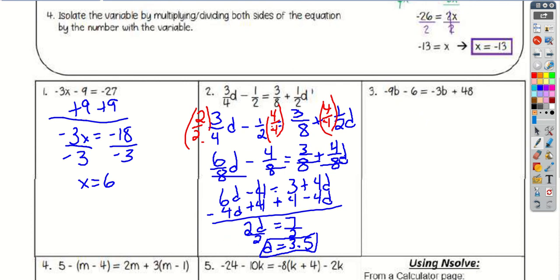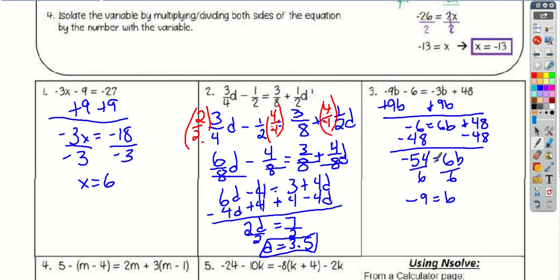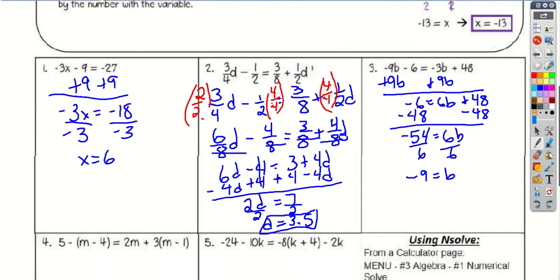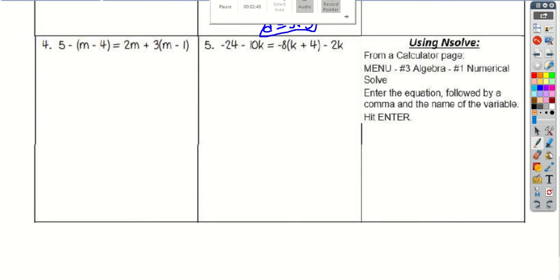Okay, go ahead and try number 3. Okay, you should have gotten -9. So once again, we're adding the 9b over, subtracting the 48, and then dividing out by the 6 to get -9. And we went ahead and checked it in nsolve, and you can see we get the same answer. So type in the equation, comma b, and we end up with -9. All right, moving on to number 4. Go ahead and try that one.